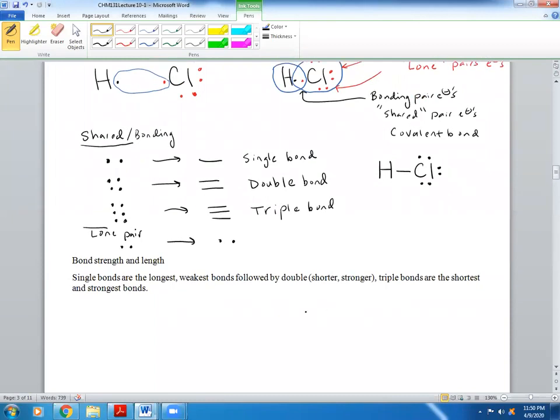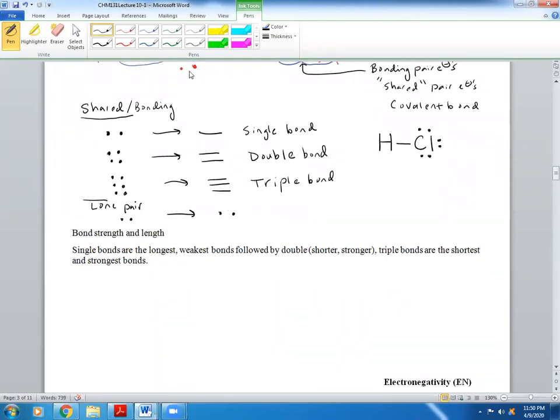Okay, so let's look at, well, where do you see those double and triple bonds? Where are they? Well, we need to pay attention to this: bond strength and length. So we say single bonds are the longest, but they're weakest bonds, followed by double. Those are shorter but stronger than the single, and triple bonds are the shortest and strongest bonds.